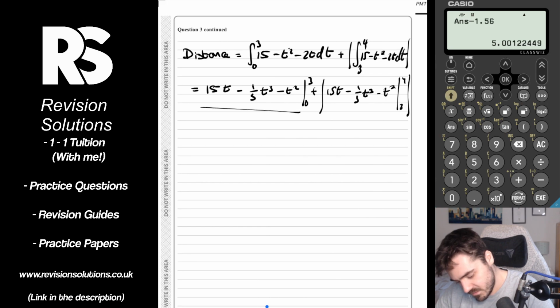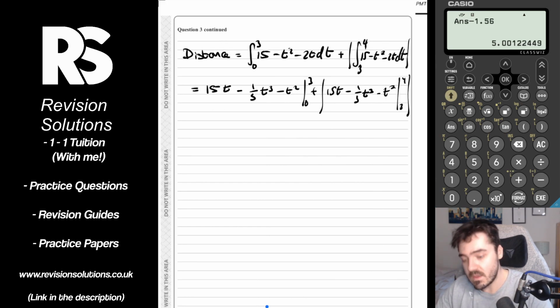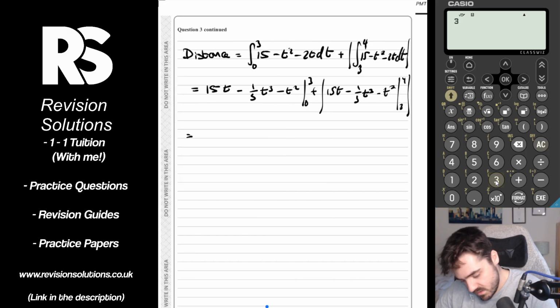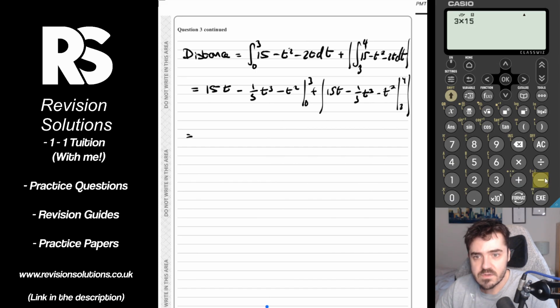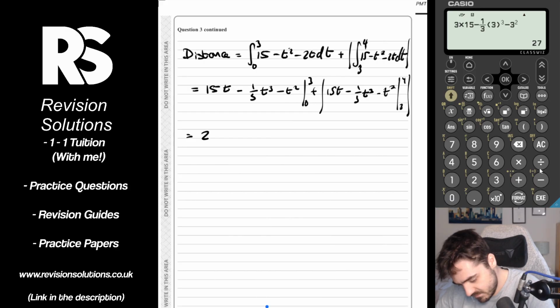So this first one, fortunately, is quite simple. The 0 limit is just going to come to nothing. So if we just plug in the 3, if I do that in the calculator, we'd have 3 times 15, minus a third times 3 to the power of 3, and then minus 3 squared. That gives us 27 for that first bit.